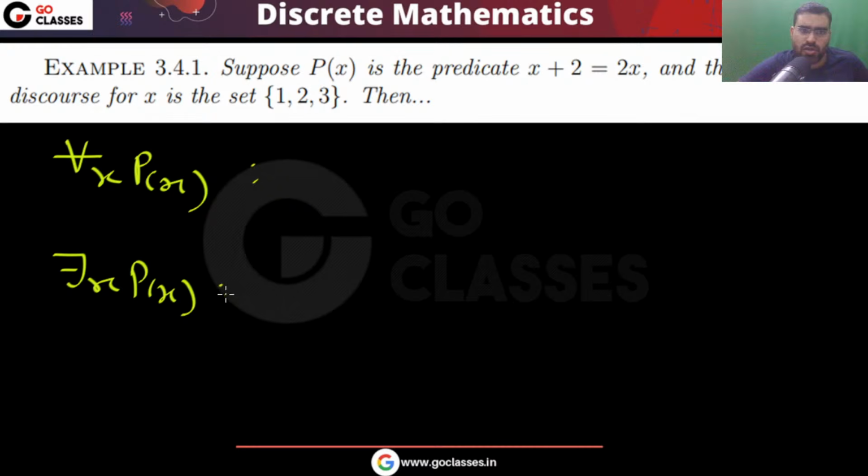Okay, let's move on. You tell me the answer for this question. A question I have taken for you. You tell me what is the truth value of this and what is the truth value of this. Quickly tell me what is the answer. What is the truth value of these two? Tell me quickly.